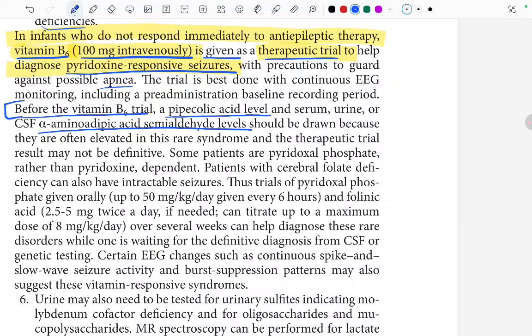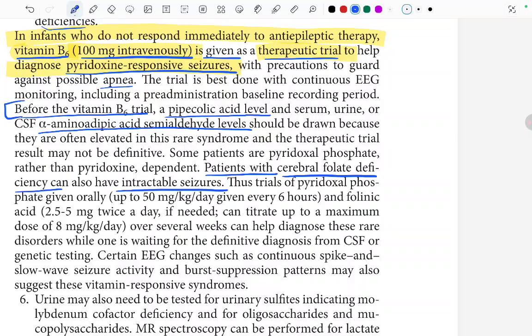Because they are often elevated. Some patients are pyridoxal phosphate rather than pyridoxine dependent. Patients with cerebral folate deficiency can also have intractable seizures.